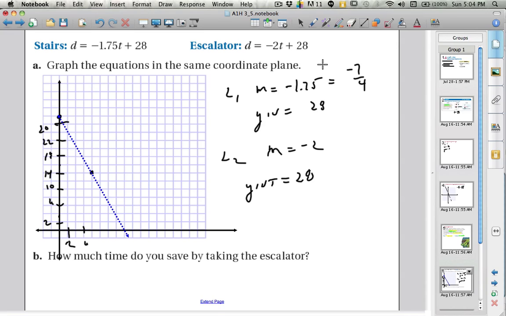And if we take a look at the other line, my slope is negative 2, so it's a little different. I'm going to go down 2, right 1, and down 2, right 1. It's a little bit different. Okay, not a lot different, but it's a little bit different. Okay, and I'm going to start there and go this way.